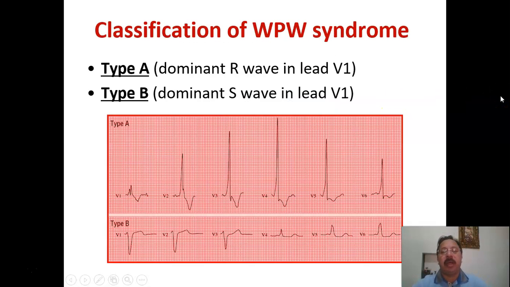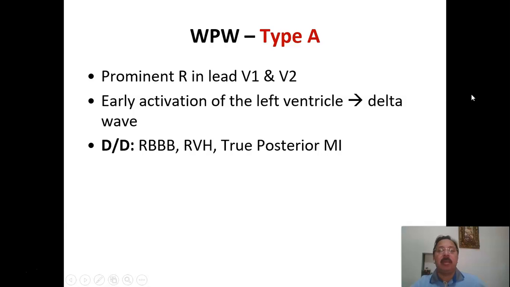WPW syndrome has two varieties, type A and type B. It depends upon which side of the heart the bundle of Kent is present. In type A, you get a dominant R wave in lead V1. In type B, you will get dominant S waves in leads V1 and V2. In type A, you will get a prominent R in V1 and V2, and there is early activation of the left ventricle, and you will see the delta wave.